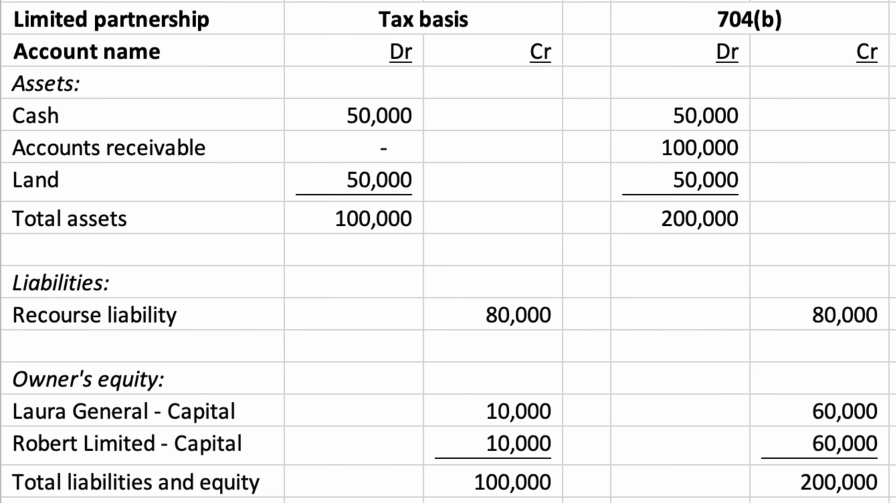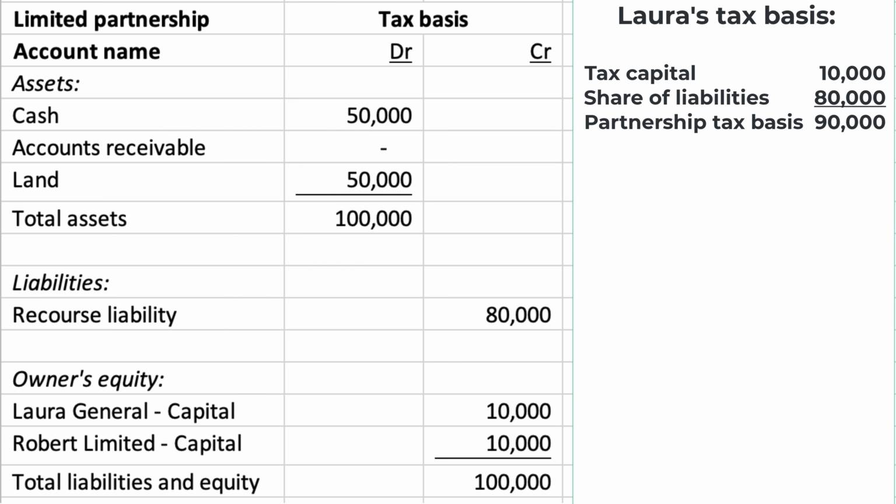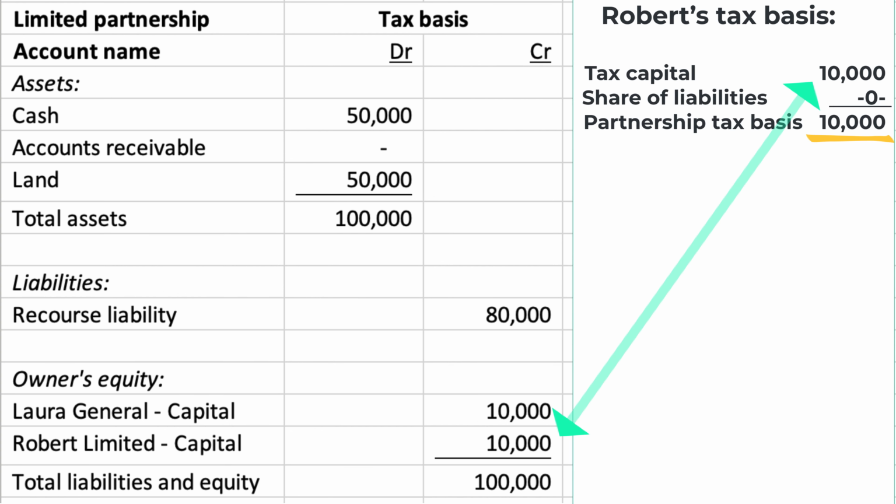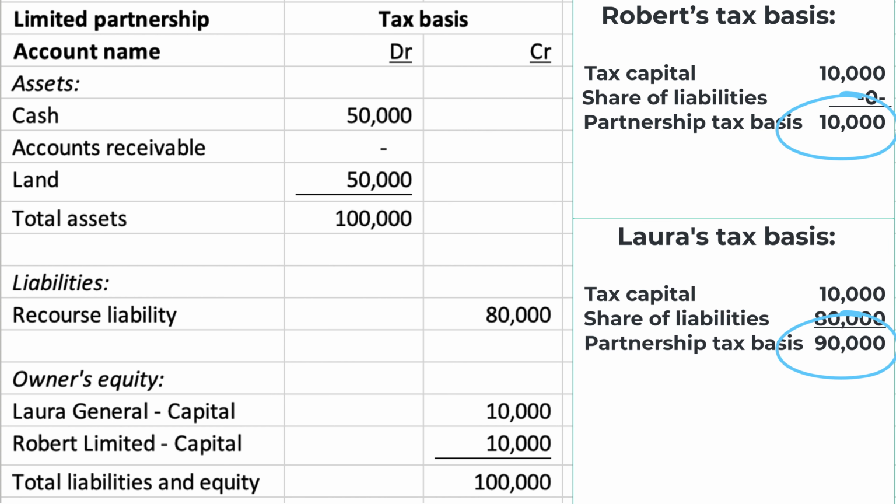Assume that both partners take a $40,000 cash distribution. Laura's tax basis drops to $90,000, which is the $10,000 tax capital account plus the $80,000 of recourse liabilities. Robert's tax basis drops to $10,000, his capital account. As a limited partner, he does not have a share of the recourse liabilities. No gain is recognized because each partner's tax basis in the partnership remains positive.